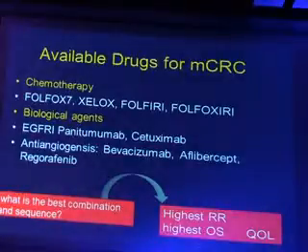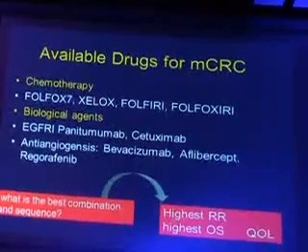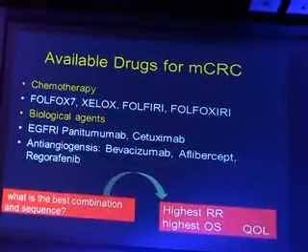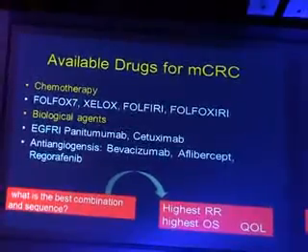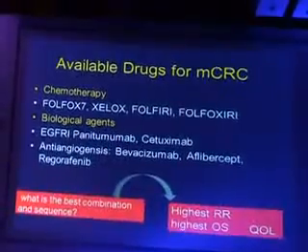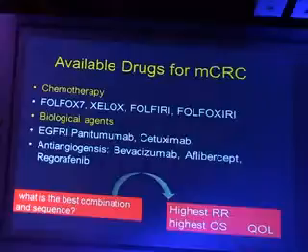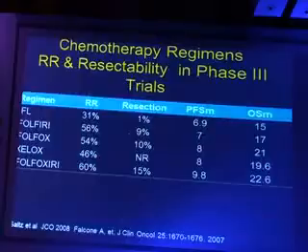So these are the available tools that we have. We have the doublet chemotherapy, the effective doublets, and the triplets that we use in some options. And for the biological agents, we now have a plethora of drugs. We have the EGFR inhibitors, the humanized panitumumab and the chimeric cetuximab, and the anti-angiogenic agents, bevacizumab, and others. The question is, how can we best combine and sequence these drugs in order to give the highest response rate and highest overall survival, and hence improve the quality of life?